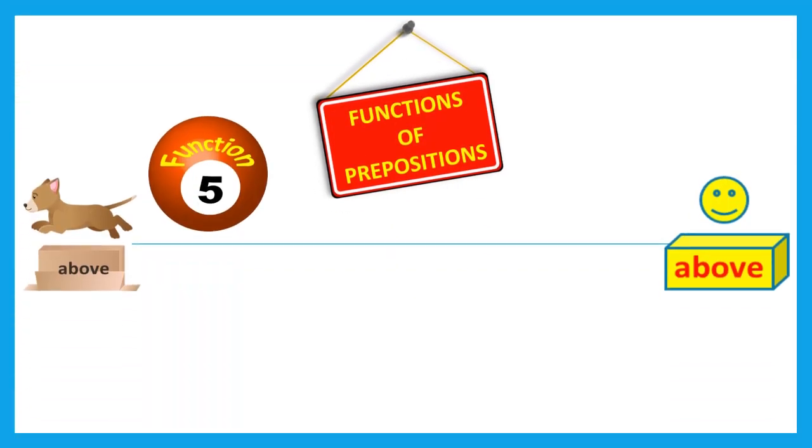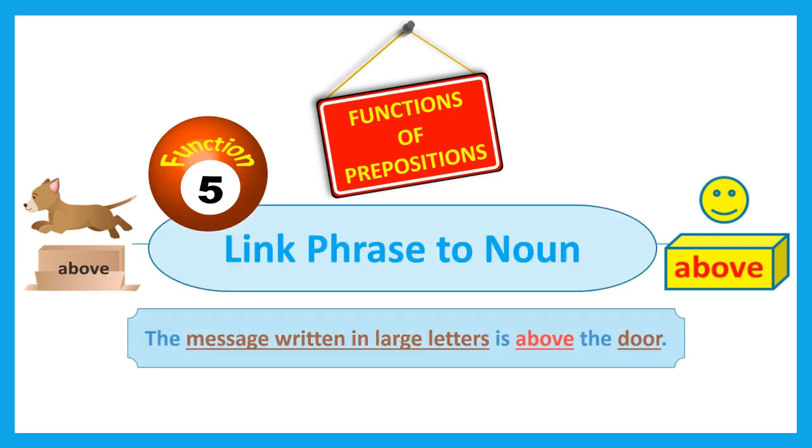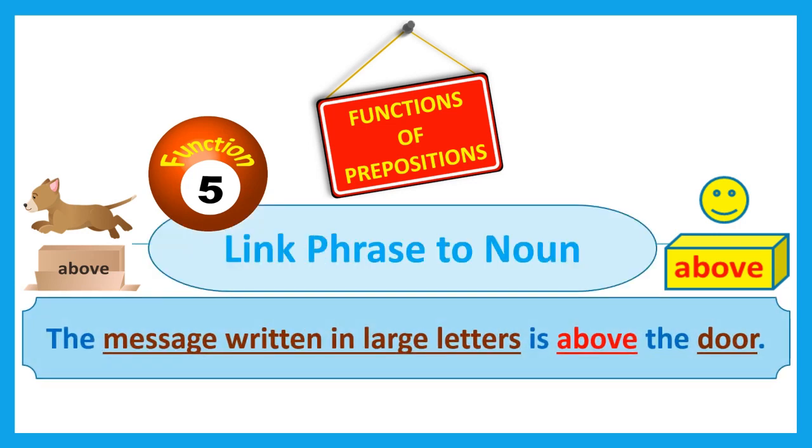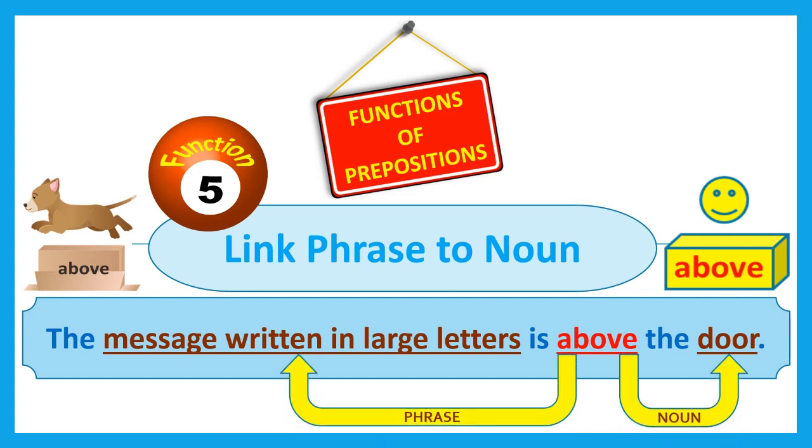Function 5. Prepositions link phrase to noun. For instance, the message written in large letters is above the door. In this instance, above links the phrase message written in large letters with the noun door.